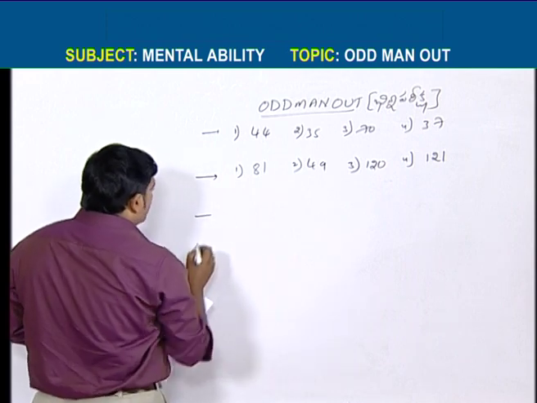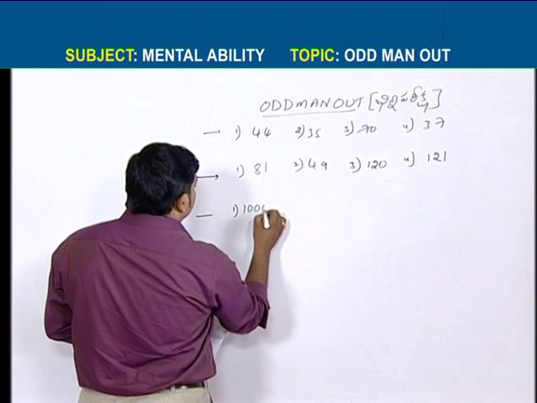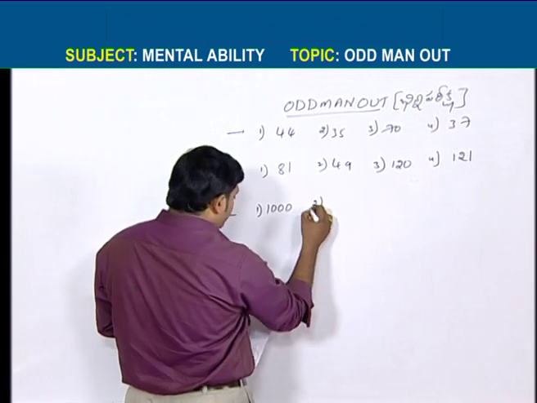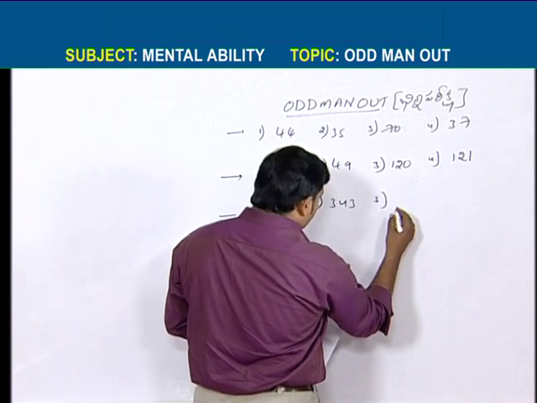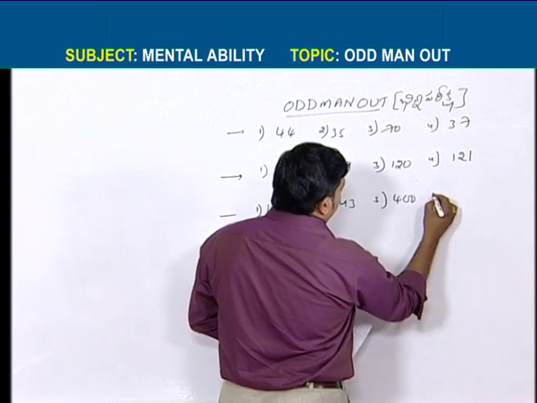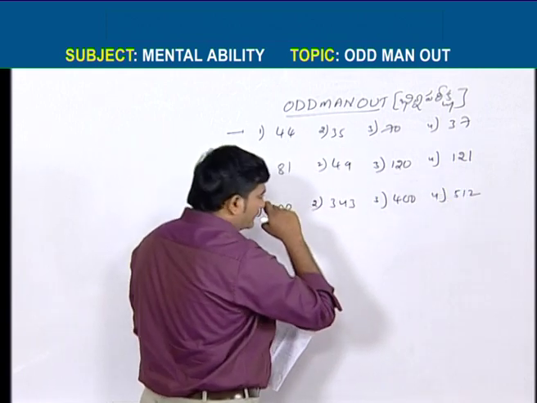And the third question: first option is 1000, second option is 343, third option is 400, whereas fourth option is 512.